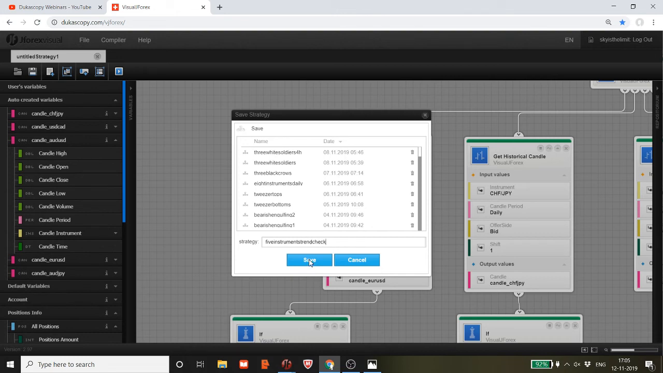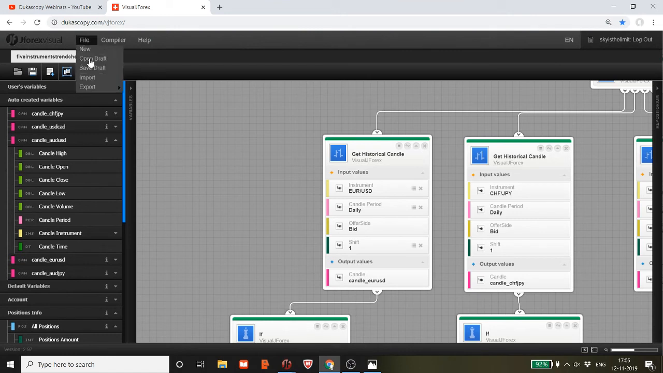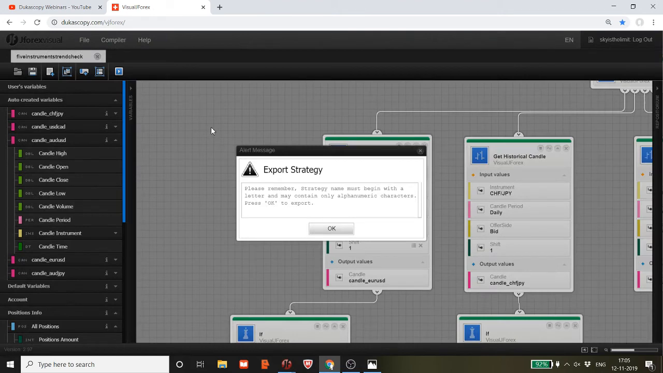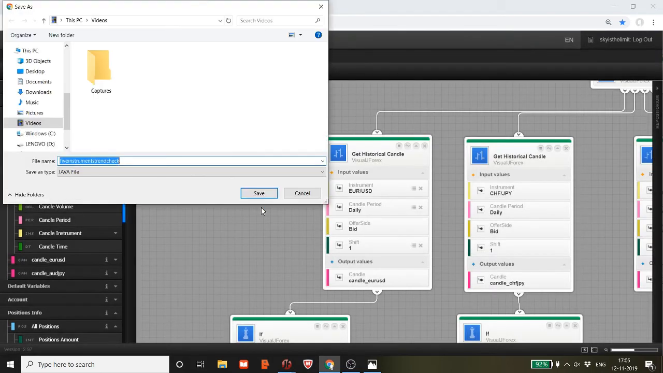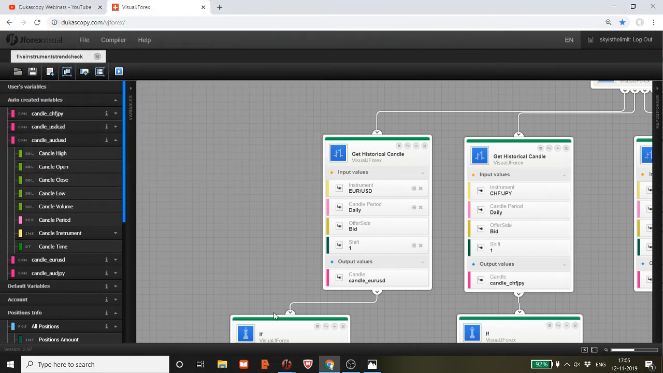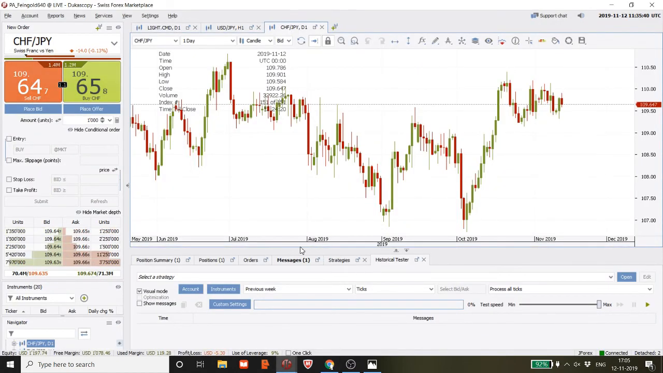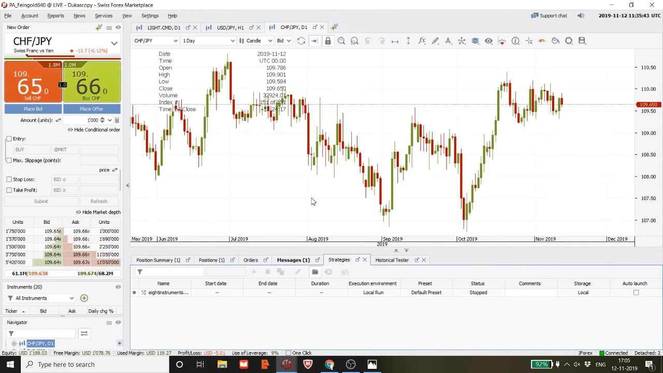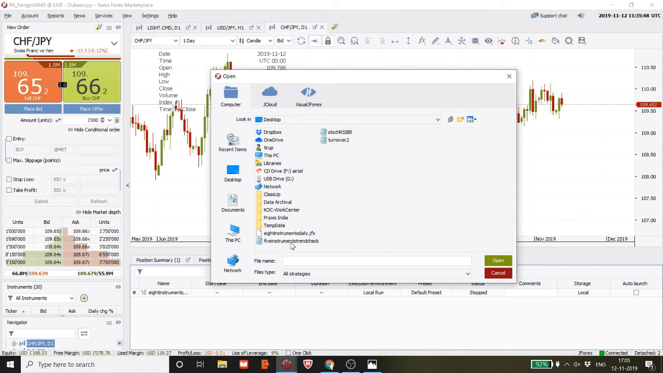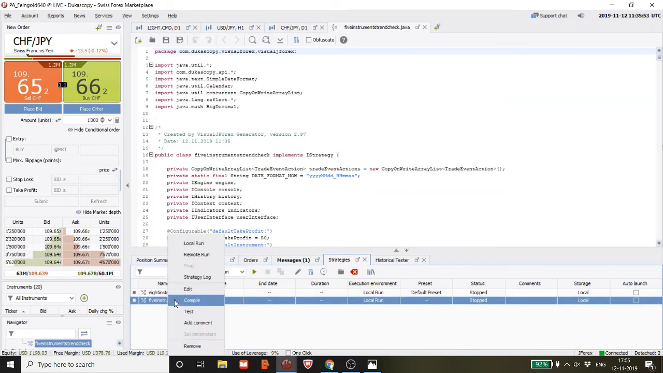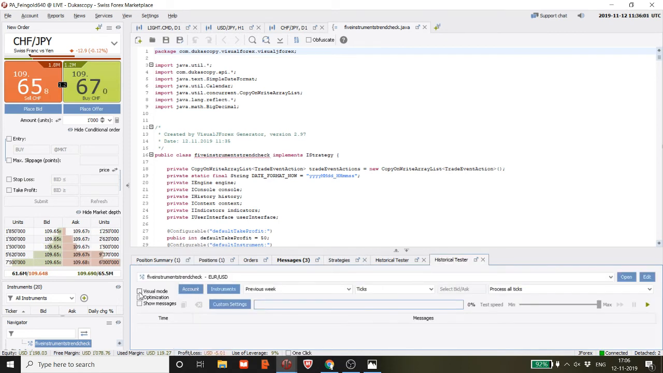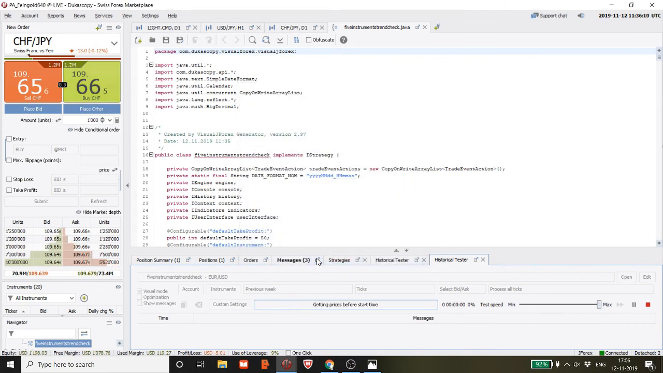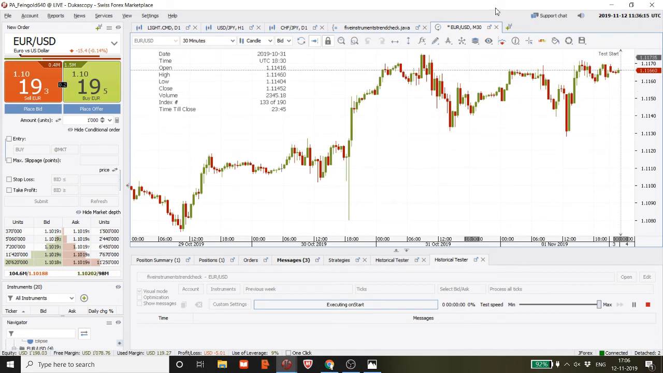Trend check. Now export it in the Java format. And then import it into strategies. Compile it. Test it. Previous week, okay, and then 1 minute. I will need this.